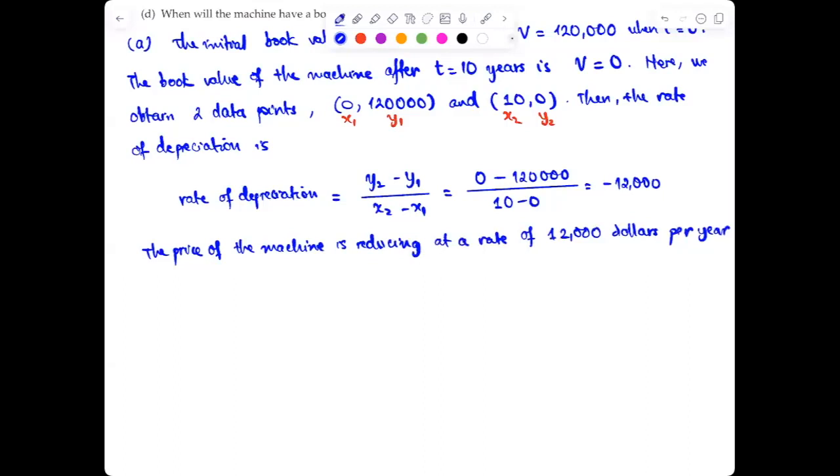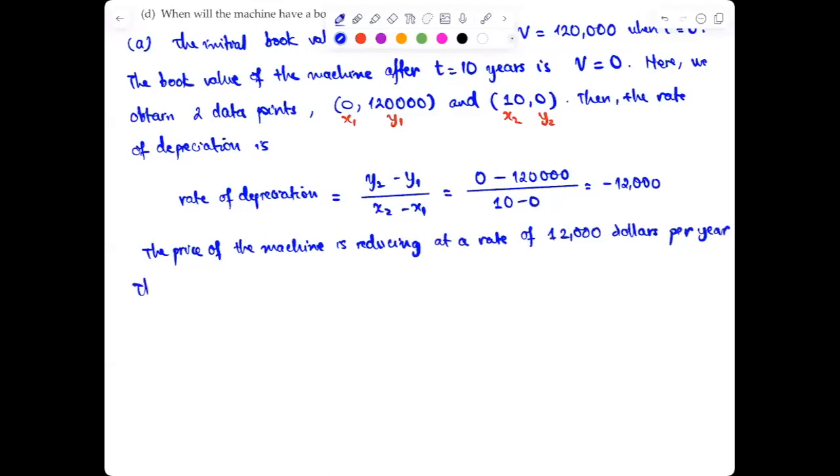Okay, so you have the slope, right? You have the rate of depreciation. So now can you write down the linear function? You have the slope, and you have the y-intercept here. So this is the y-intercept. So the b value is 120,000.